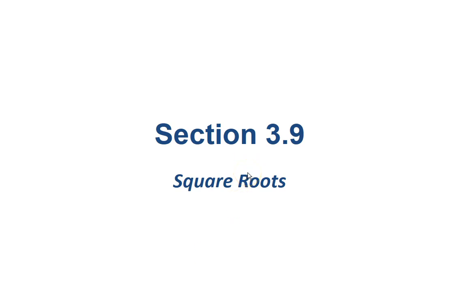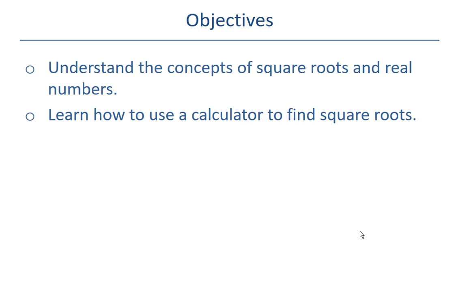Now, moving on to a different chapter, and again, this is general background material. We're going to take a look at Chapter 3, Topic 9, which deals with square roots. So a little bit of vocabulary. You want to include this in your notes. The objectives: understand the concept of square roots and real numbers. Learn how to use a calculator, that'll be critical here, to find square roots.